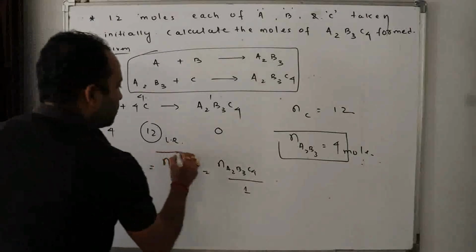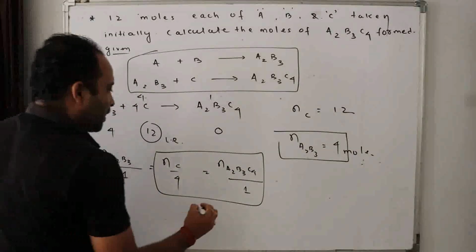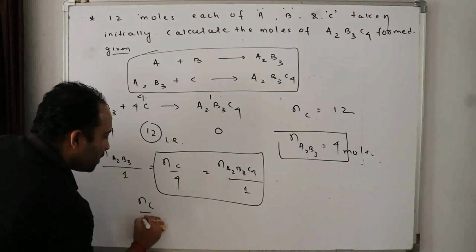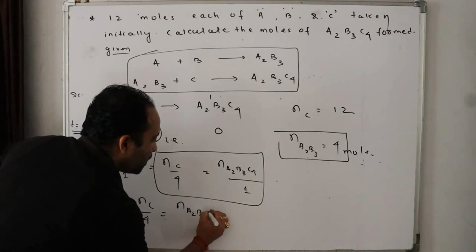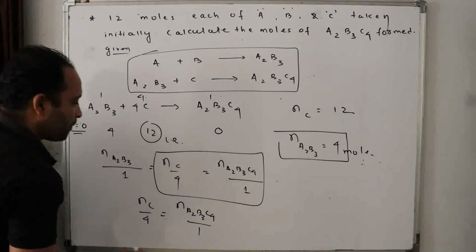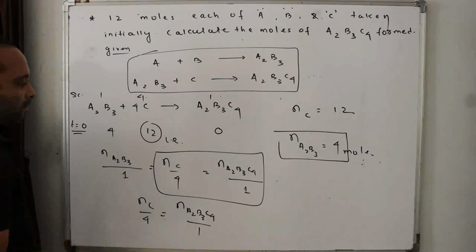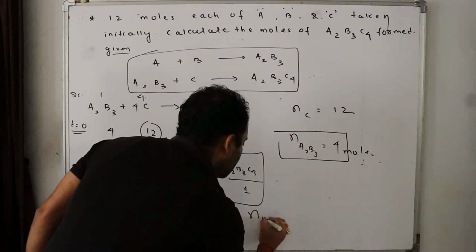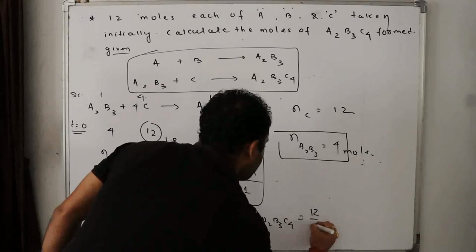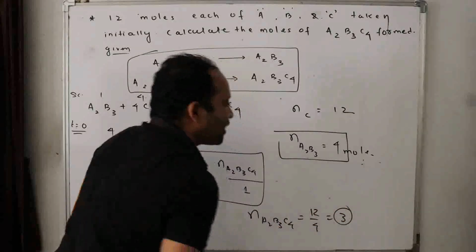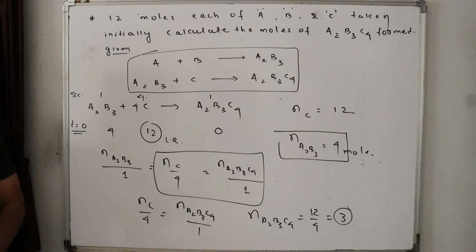This is the limiting reagent. And in the equation, we have to include the limiting reagent. So, how can I calculate now? Number of moles of C by 4 is equal to number of moles of A2B3C4 by 1. Number of moles of C taken initially is how much? 12. So, number of moles of A2B3C4 is equal to 12 by 4, which is equal to 3. So, the answer comes here, 3. You understand? Say yes or no? Easy? Clear?